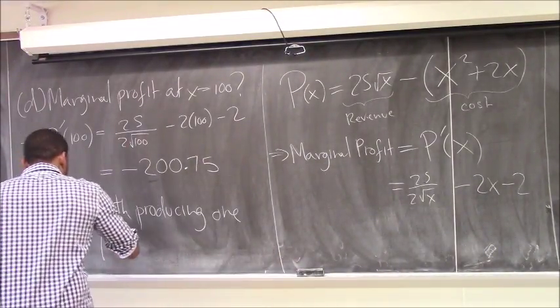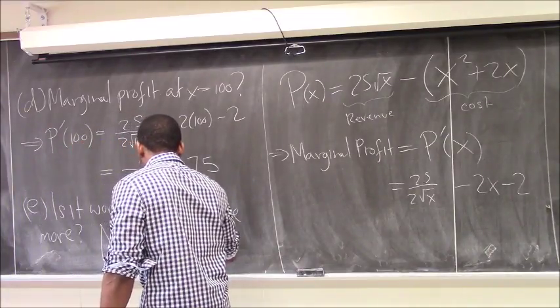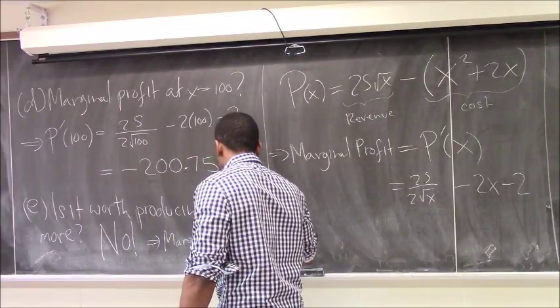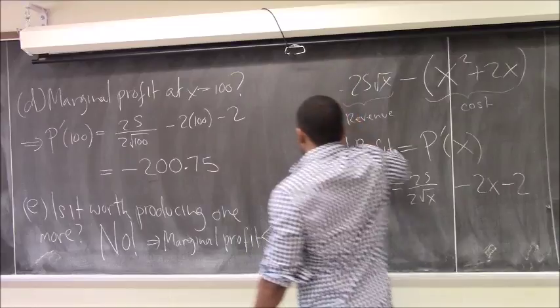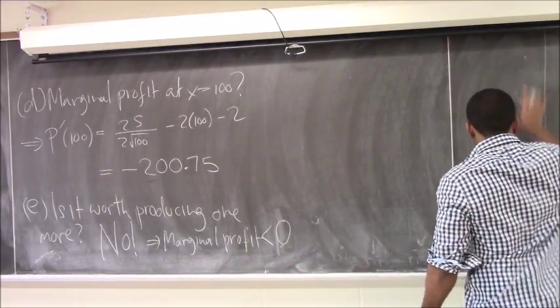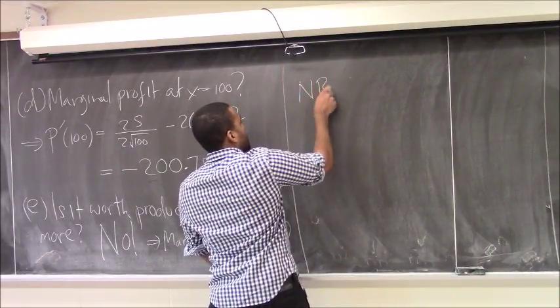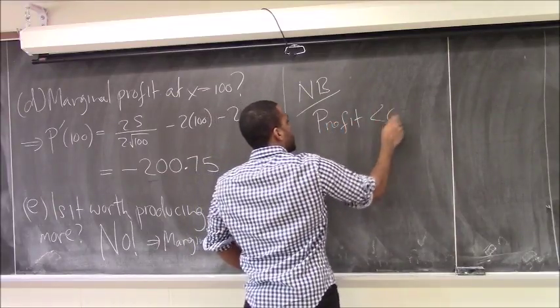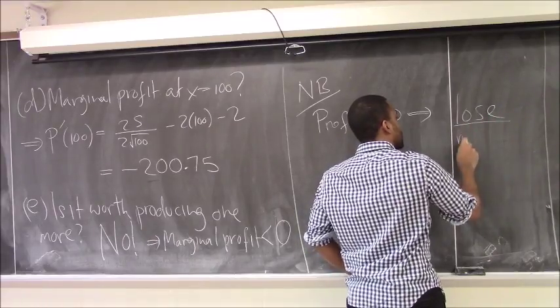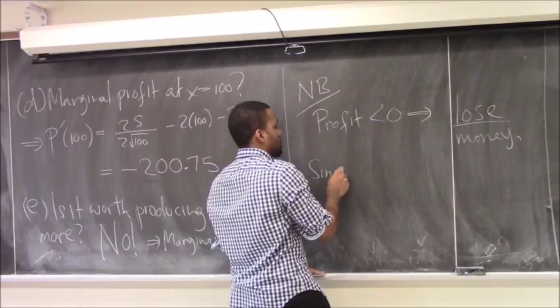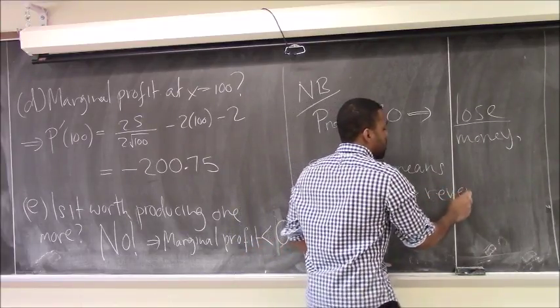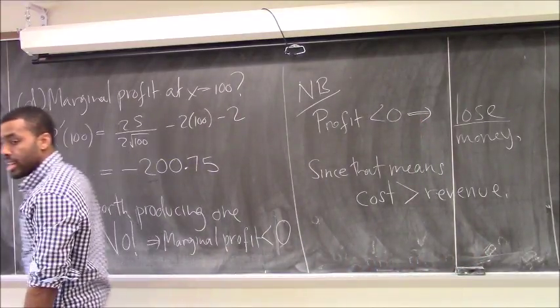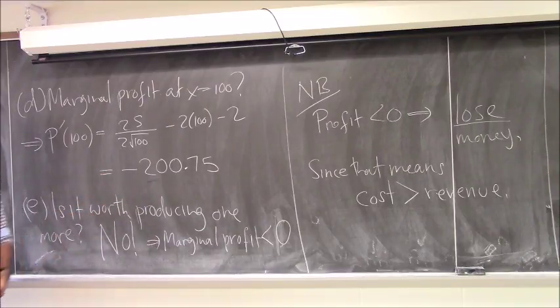So the answer is no, because marginal profit is negative. And how you interpret a negative profit is a loss of money. That means your cost exceeds the revenue. Profit less than zero means you lose money, since that means cost is greater than your revenue. So the amount of money you're bringing in is less than the amount of money you're paying out. That's the only way to get a negative profit. By looking at the marginal profit, you can assume that if I'm at 100 and produce one more, I'm going to be down by $200.75.